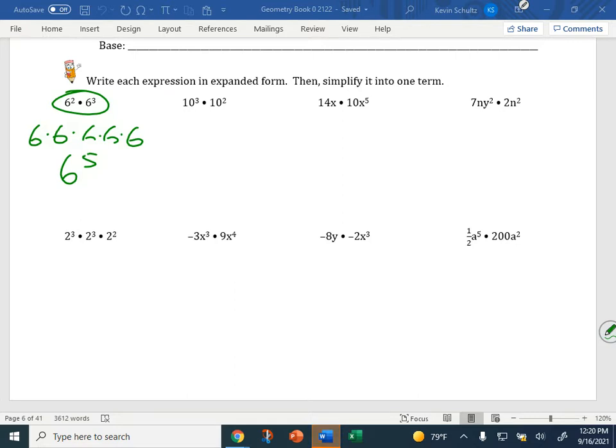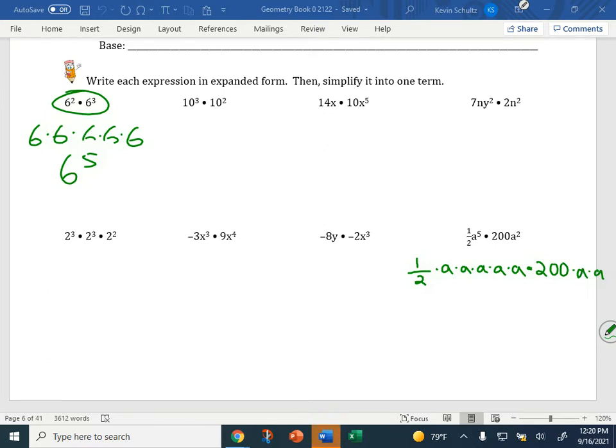Any on this first page that you want to go over specifically? Michael? Why not? Of course. Okay, so we have 1/2 a to the fifth times 200a squared. Our coefficient to that first term is 1/2. There's only one of them. And then we have 5 a's all being multiplied together. And we're multiplying that by 200 and then times a times a.